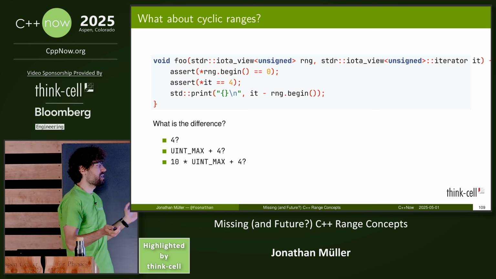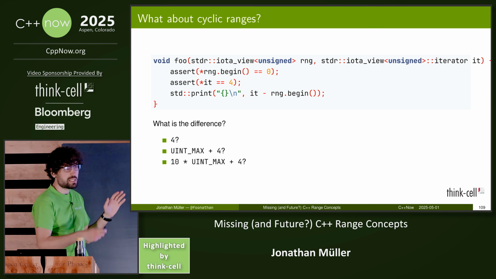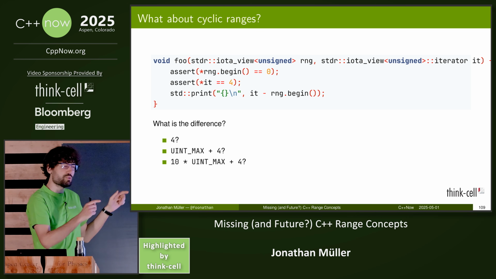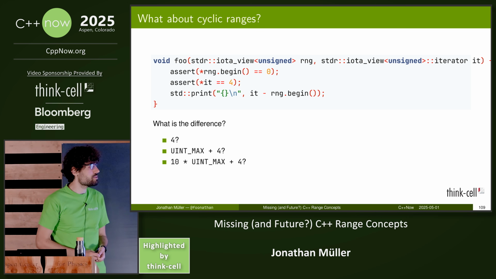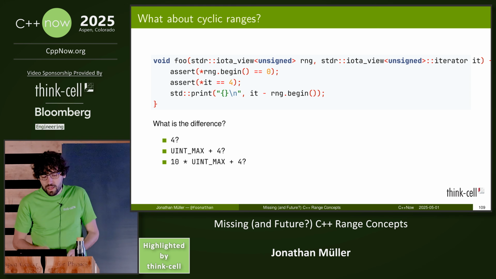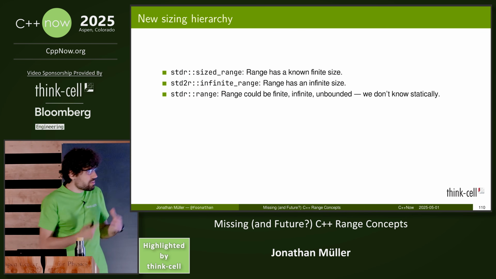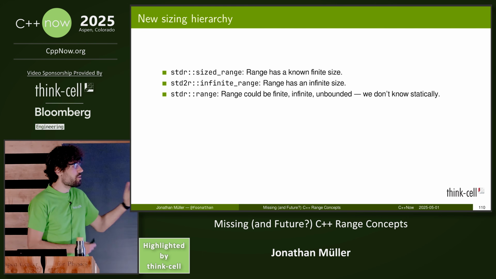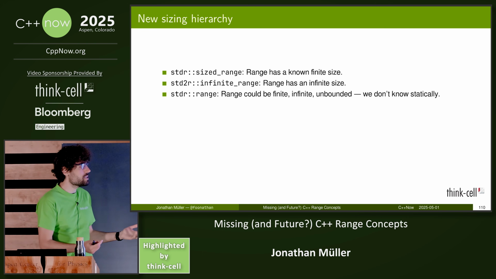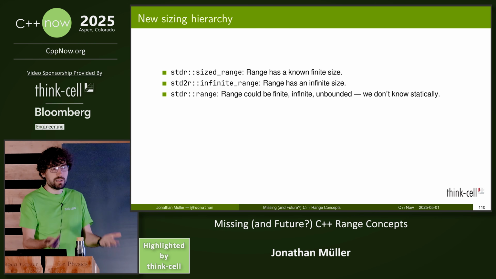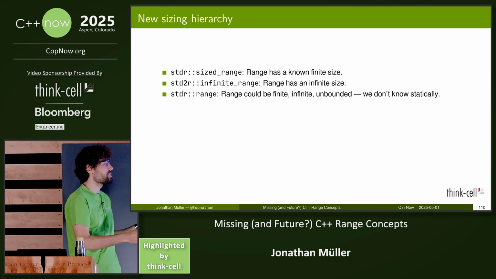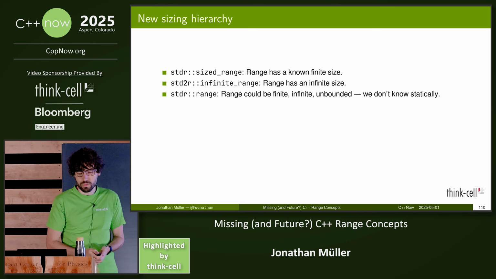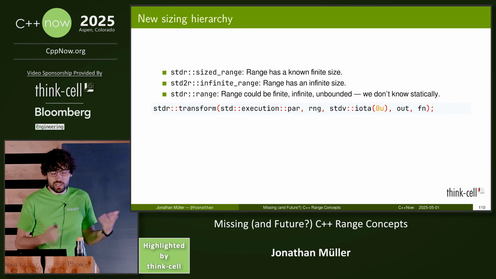So once we figured that out, and once we re-specified the appropriate algorithms to handle infinite ranges, because right now there are some wording problems, so we'd have to go over that with a fine-toothed comb, then what we really want is some sort of new sizing hierarchy. We've got the sized range concepts for ranges that have a known finite size, the infinite range concept where the range has an infinite size and we know it has an infinite size, and then just the general range concept where the range could be finite, it could be infinite, it could be unbounded, we just don't know statically. Because such a concept would be really useful.